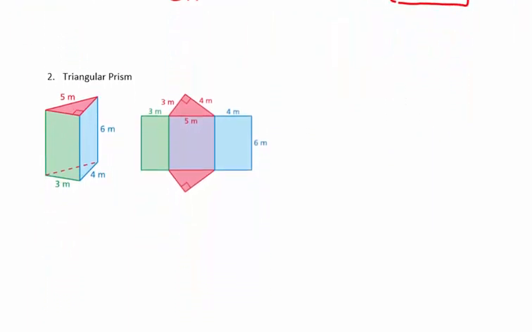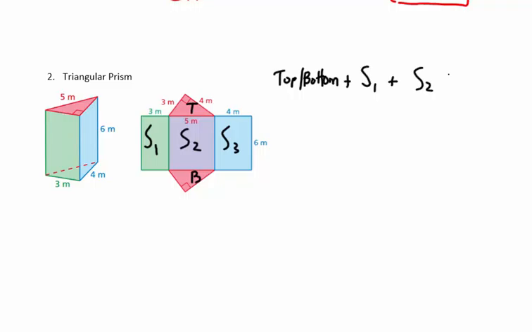Number 2 is a triangular prism, and again, the top and bottom are the same size, and this time they're triangles. And now you'll notice that all 3 sides, because it's a triangular prism, a triangle has 3 sides, all 3 sides are different shapes. So side 1, side 2, they're all rectangles, different sizes. So in this case, I'm finding the top and bottom, plus side 1, plus side 2, plus side 3, and that would give me the total surface area, all those pieces that I can add together to get the total.